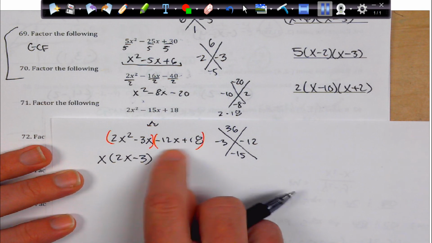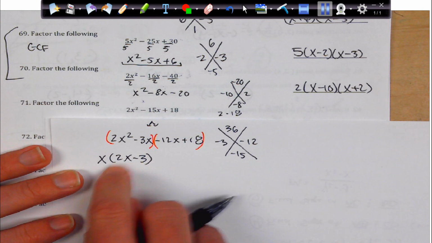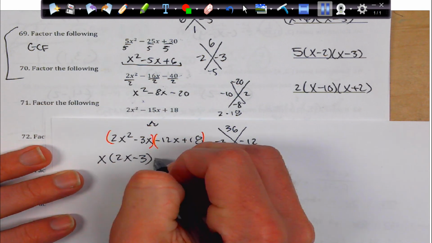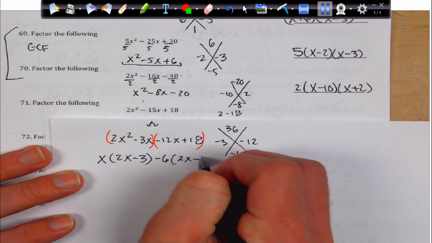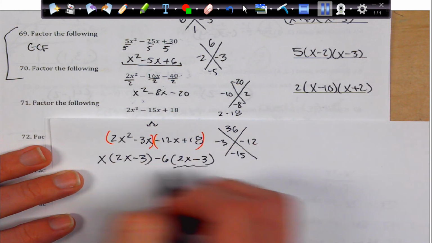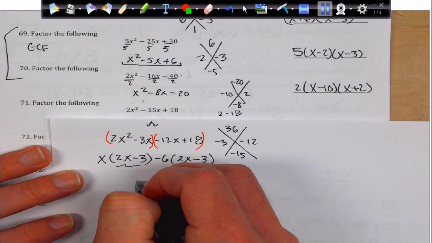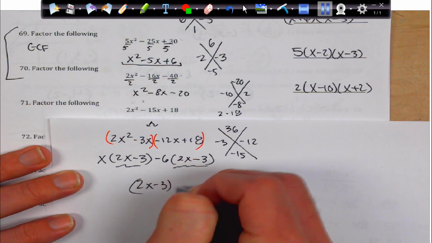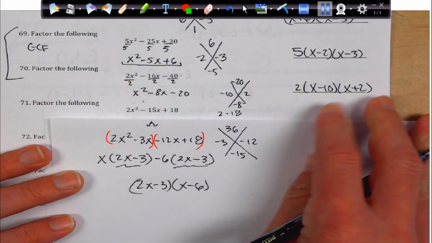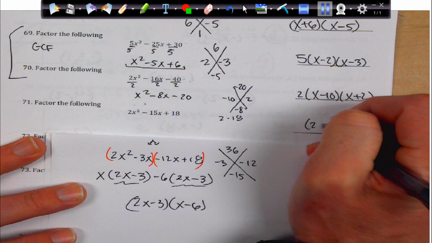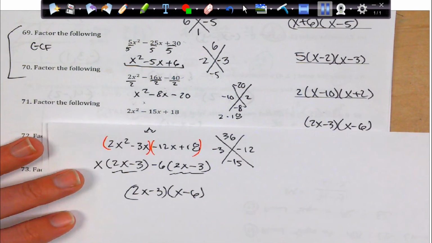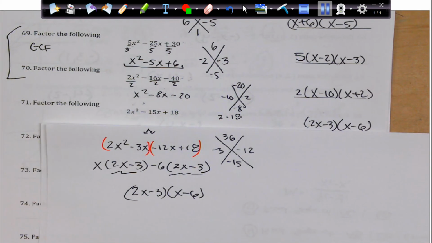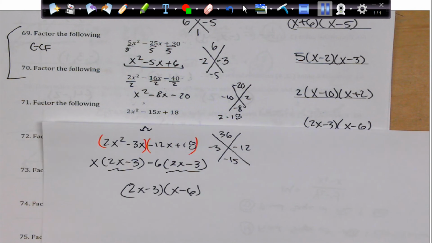Now, whatever I pull out of here has to look like this. I see this is a negative, so I'm going to pull out a negative 6. So I should get 2x minus 3. These look the same, and we can just do 2x minus 3 and x minus 6 as my final answer. I'll write it over here as well. Okay, so there's that one.